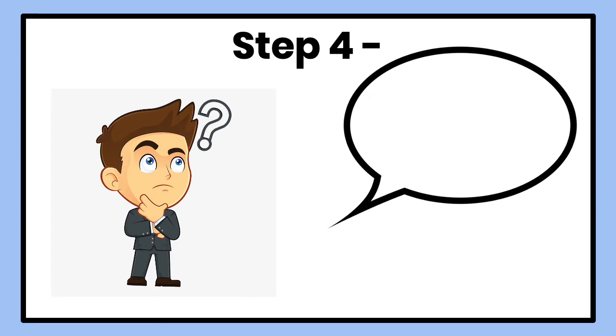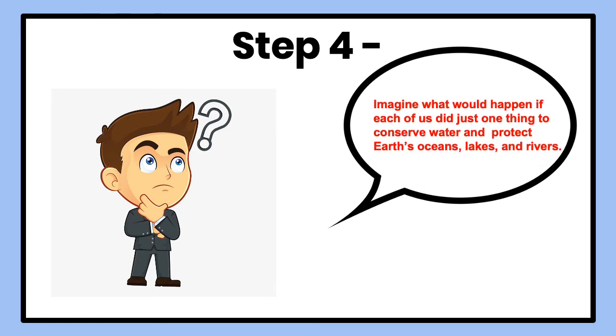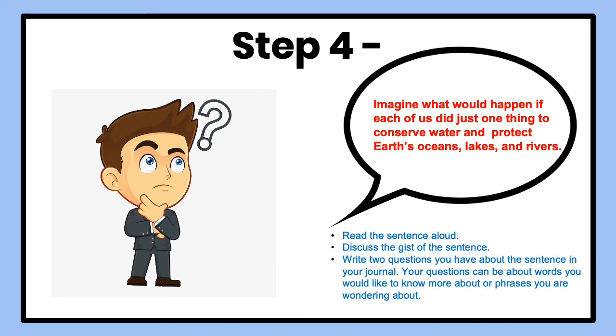Now you will have an opportunity to pause the video and have a discussion and take a few minutes to write in your journal about the sentence you see here. Imagine what would happen if each of us did just one thing to conserve water and protect Earth's oceans, lakes, and rivers. There are also reminders here about what to do next.